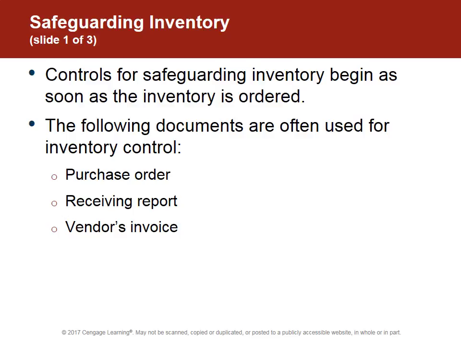So for example, if someone's in the warehouse and inventory has been ordered to sell in a retailer store, then a receiving report is going to be received that should be matched with a purchase order in the purchasing department, and the accounting department should be getting the vendor's invoice, and all 3 of these should match. So that's one of the important controls that we have in accounting, to make sure that we ordered the inventory at a specific price, that we get what we ordered.